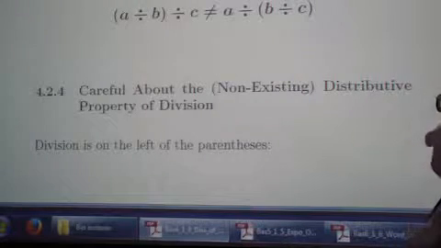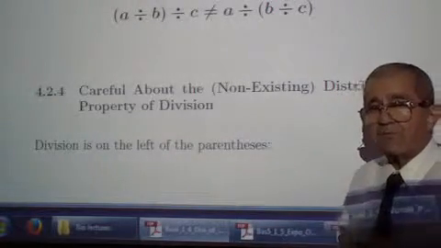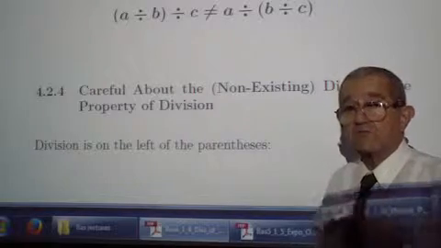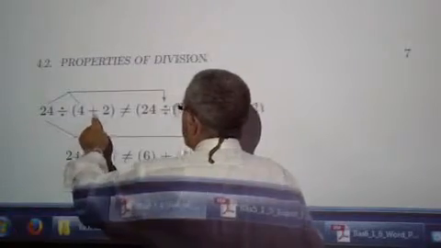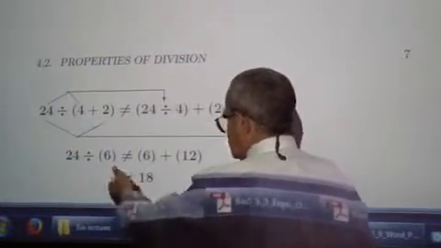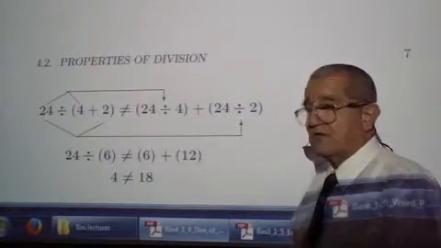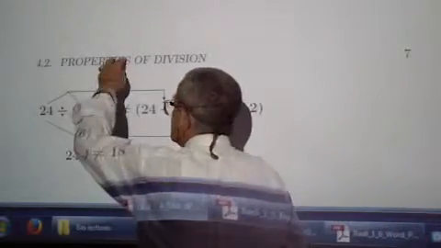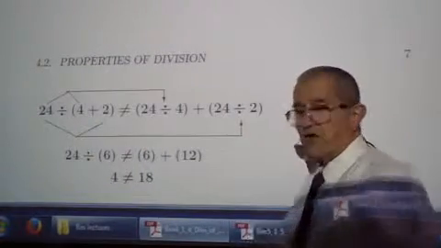Careful about the non-existent distributive property of division. Remember I said I want you to remember the distributive property of multiplication over addition and or subtraction, not multiplication over multiplication. Okay. This is something you should not do. 24 divided by 4 plus 2 is not 24 divided by 4 and then plus 24 divided by 2. On one side you get 4, on the other side you get 18. So be careful when you have a sum as a divisor. Later on I'm going to write this as a fraction. I'll have 24 in the numerator, a bar, and then 4 plus 2 in the denominator. Can I go on?